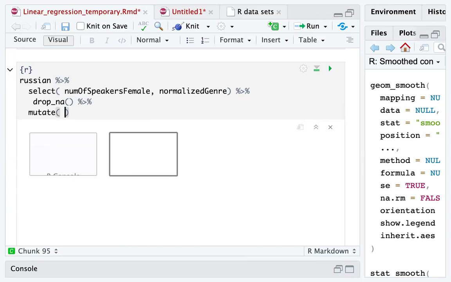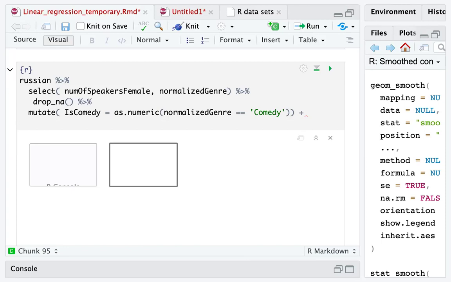So mutate is comedy is equal to as numeric of normalized gender equal to comedy. This will put a 1 if it is a comedy, a 0 if it is a tragedy, because there are no tragicomedies in this data set actually.